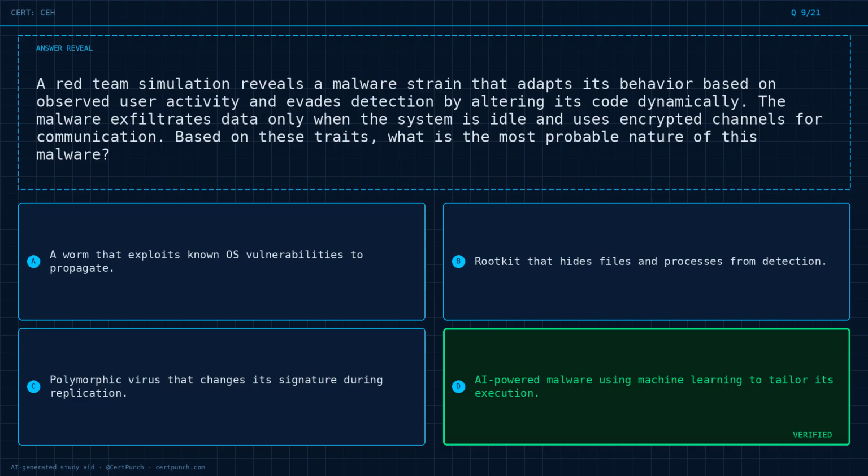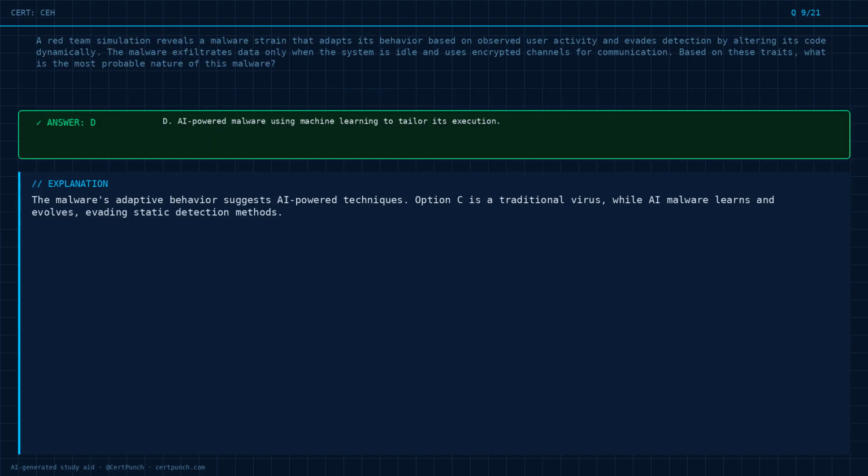The answer is option D. Exam logic. The malware's adaptive behavior suggests AI-powered techniques. Option C is a traditional virus, while AI malware learns and evolves, evading static detection methods.